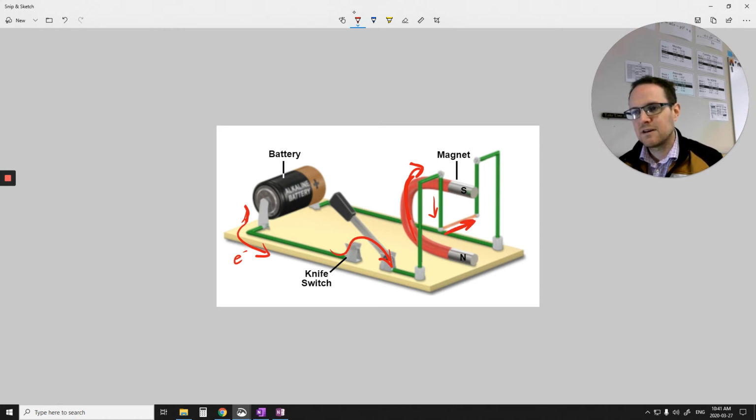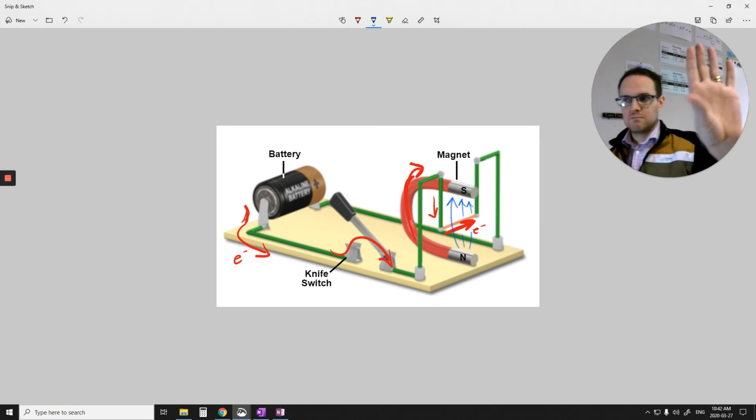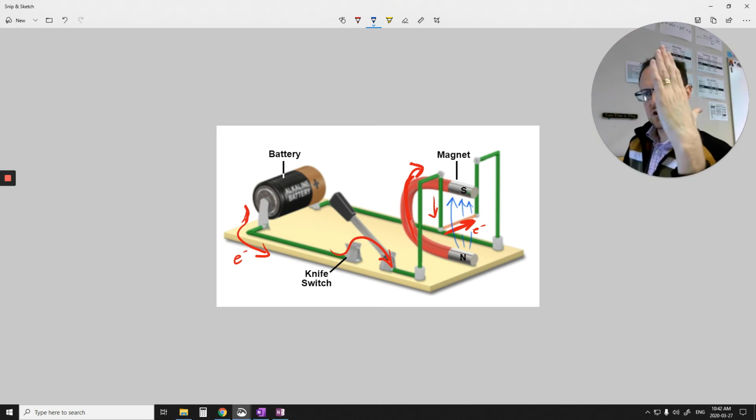So we're going to have electron flow going that direction. Now, if I look at the north to the south here, my field is going to go this direction, from north to south. So we're going to use our hand rule here. If I were to turn this on, which way would the electron, or which way would the wire be forced? So north to south, so that's going upwards.